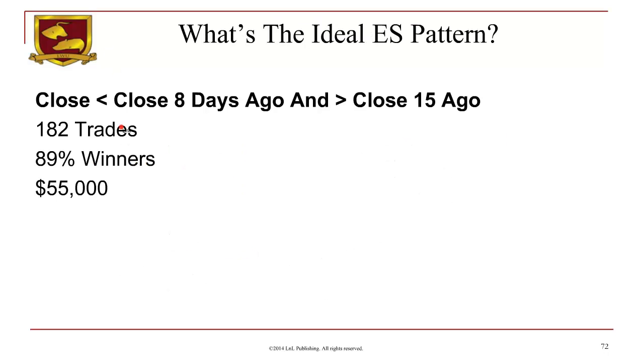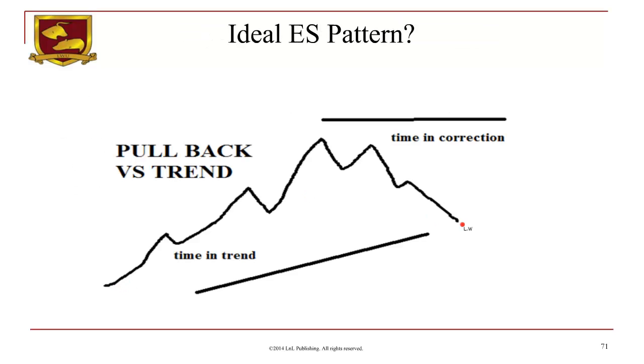Yeah, there is. The ideal pattern is if today's close was less than 8 days ago and greater than 15 days ago. Just buying on the opening, it doesn't matter anything else. Getting out at the first profitable opening with a protected stop, it's an 89% winner, $55,000. So here's the pattern again. We're lower than 8 days ago, but we're higher than 15 days ago. So we've had an up move and a pullback.